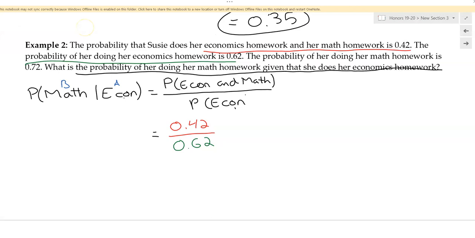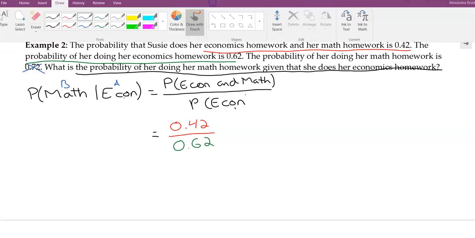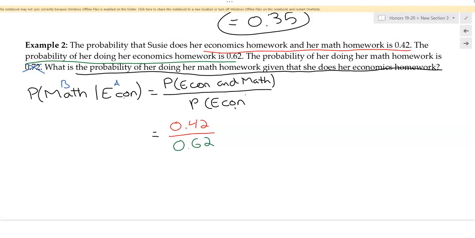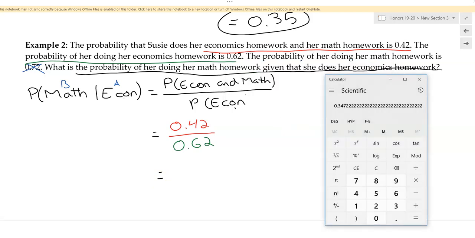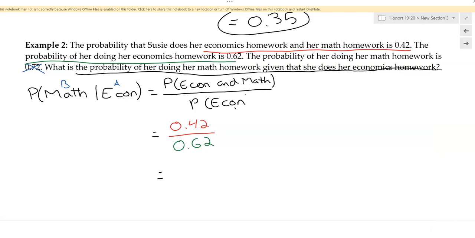You'll notice that this probability we're given for math homework, we don't need that. We don't need the probability of just B. It's given to us, and that's great, but we don't need it. So then we have 0.42 divided by 0.62. That's 0.68. All right, let's go ahead and turn the page.